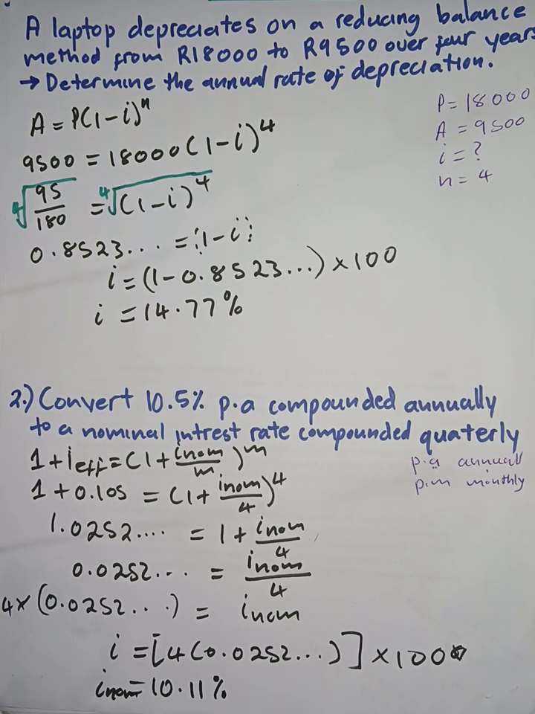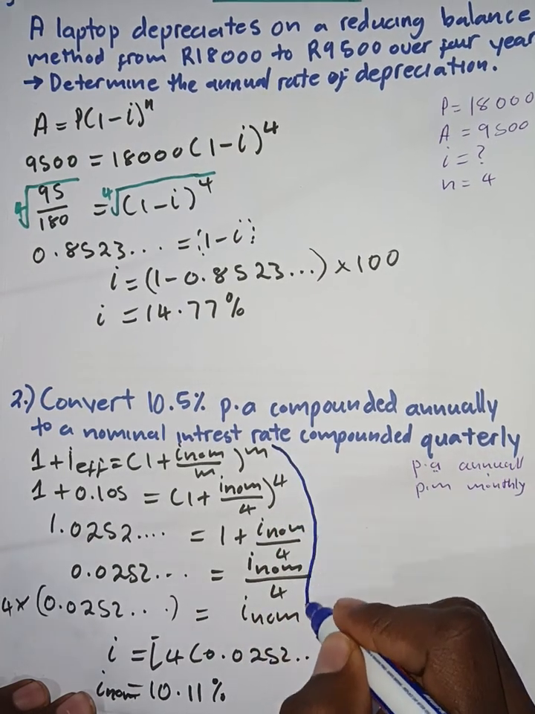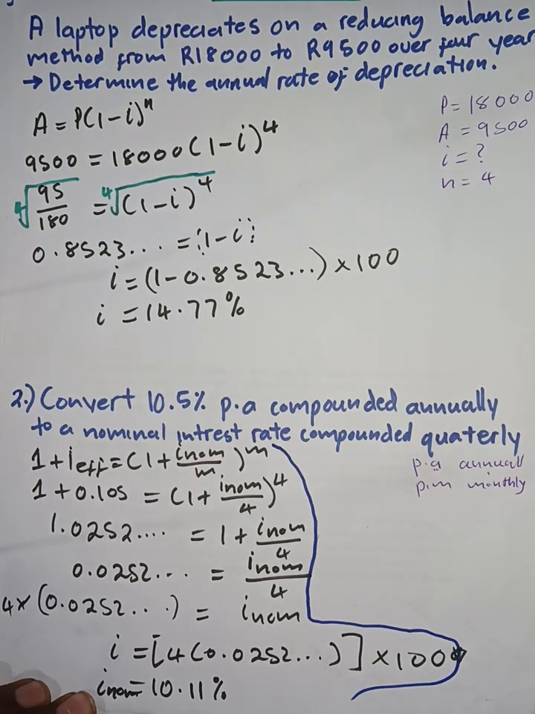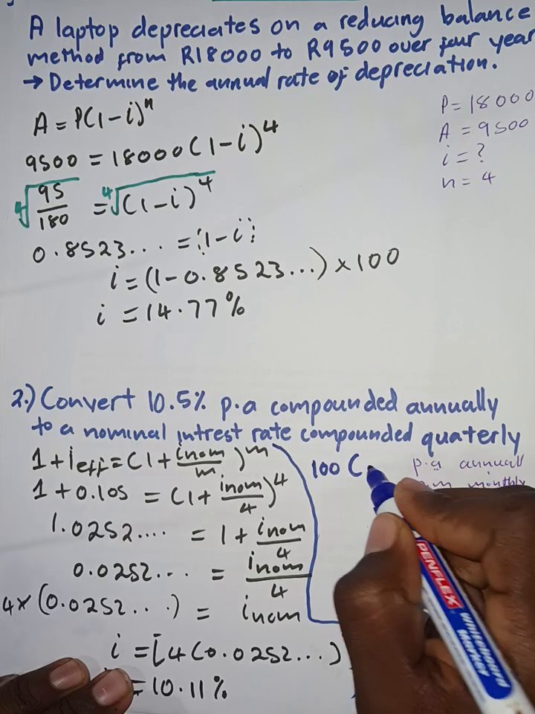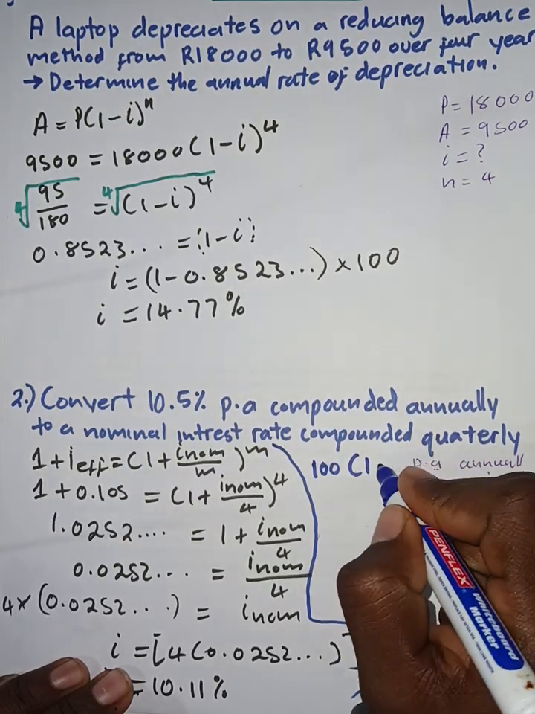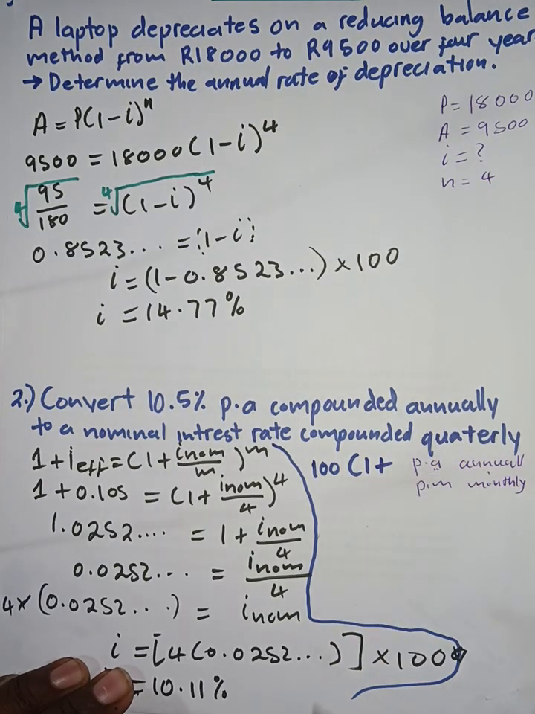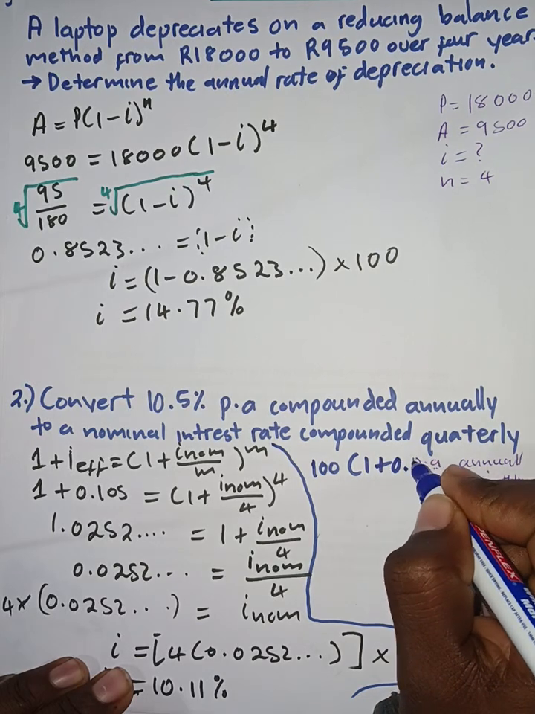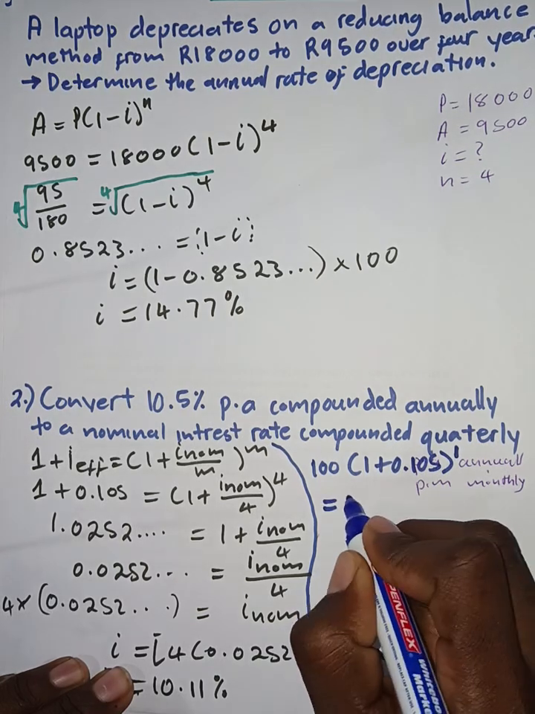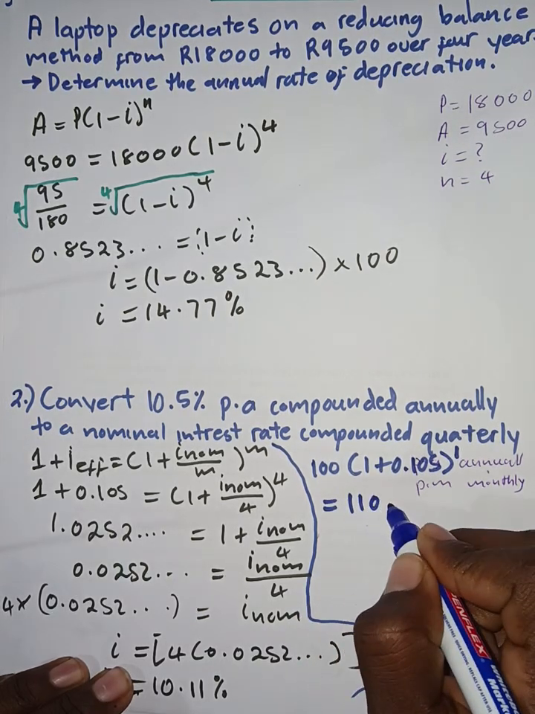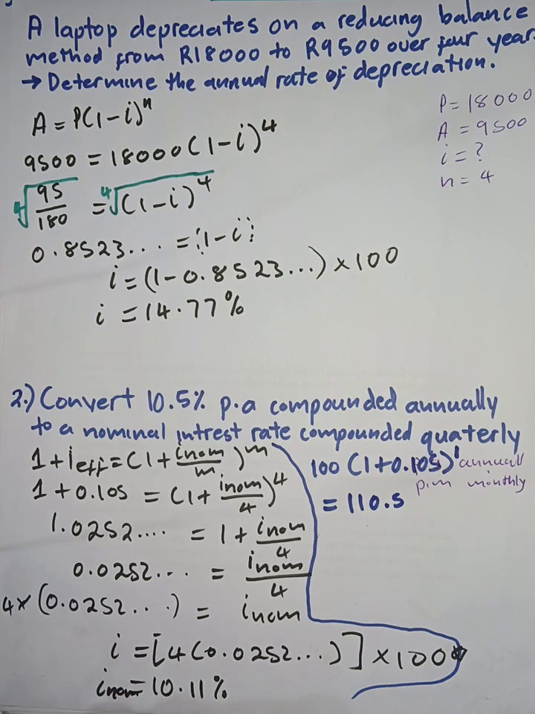Now there's another way that you could have chosen to do this, just doing that so that we have space right there. The second way is to say, what if I were to invest 100 rand once per year. If I get interest only once for 1 year, that would be 0.105 for 1 year. And if you do that, you would get 110.5, so 110 rand and 50 cents.